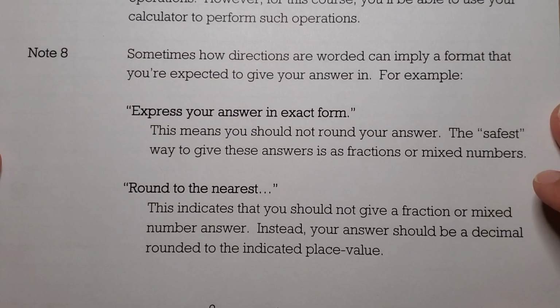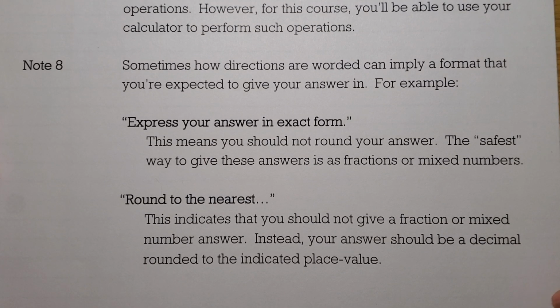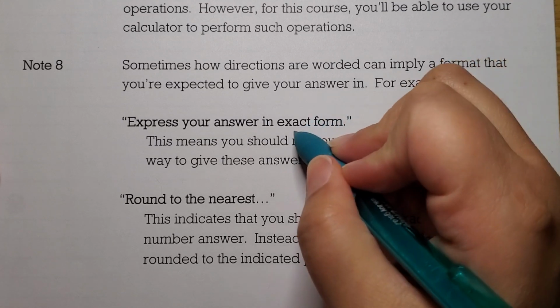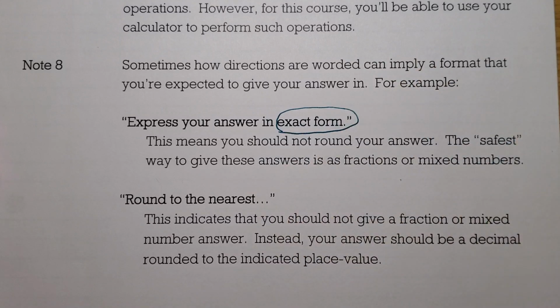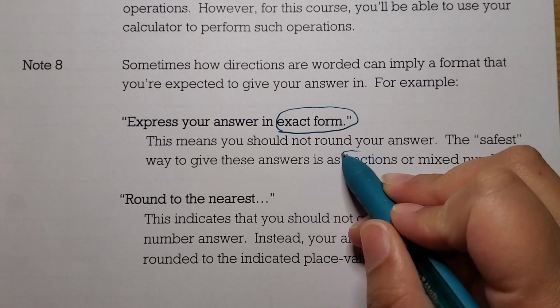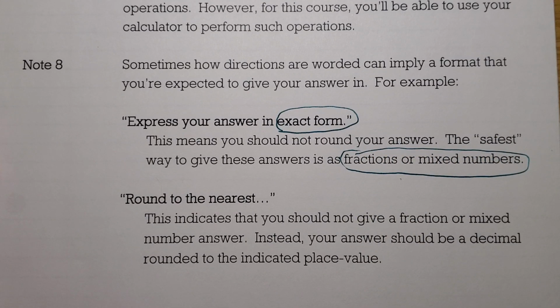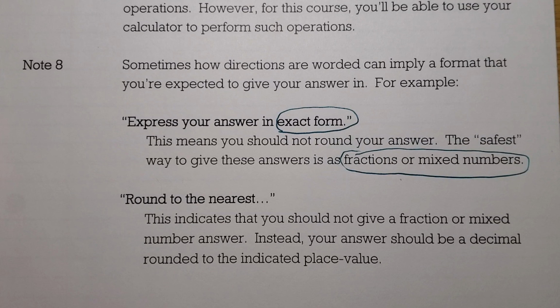So I did also want to point out that sometimes how a question is worded can imply how the teacher or the test or whatever wants you to give an answer. So for example, if you see something that says, express your answer in exact form, or simplest and exact form, or exact simplest form, if you see this phrasing where they want an exact answer, that means that you probably should use a fraction or a mixed number. You don't have to if the decimal answer is nice.